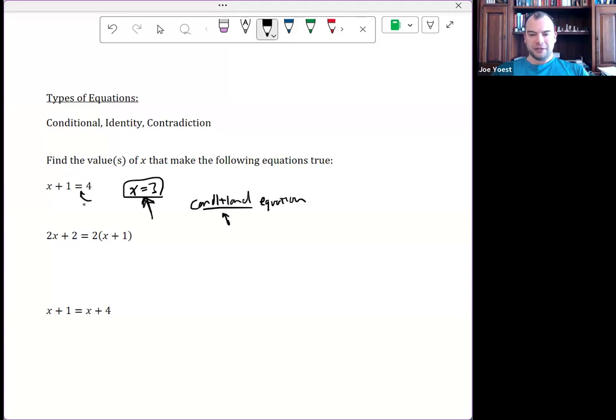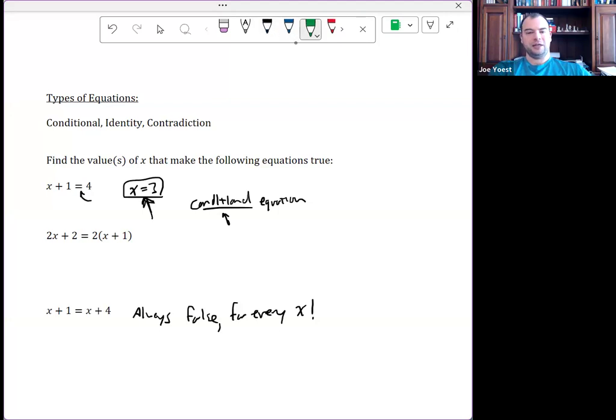Can x plus 1 ever equal x plus 4? Well, no. If I try x equals 0, I get supposedly 1 equals 4. That's certainly not true. Or if I pick x equals 10, maybe that's a solution. 11 equals 14. That's not true. This is always false for every x. There's no x that makes this equation here true.